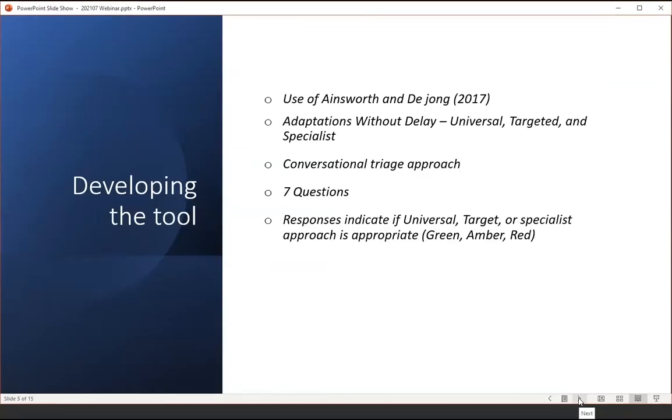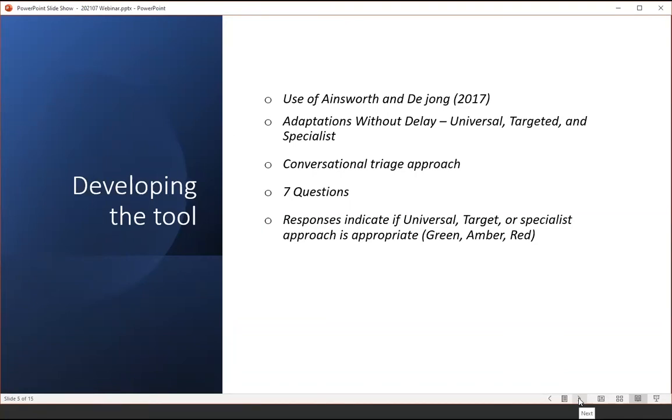Just in terms of developing it, we used Ainsworth and Dijon, who we use quite heavily. They work quite heavily in adaptations without delay. I've used their work again because they did an awful lot of work around complexity, what makes something a simple adaptation compared to what makes something complex. So in terms of an evidence base, I've used their work to help come up with the triage tool.